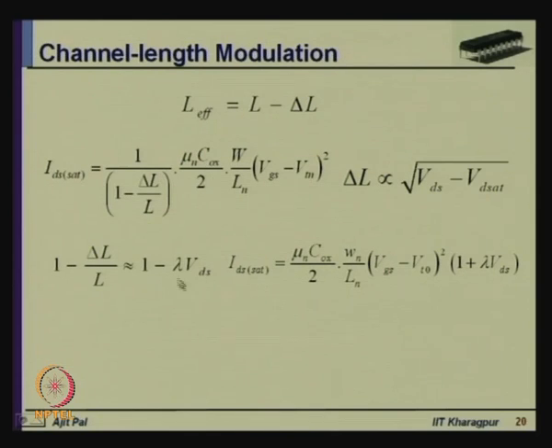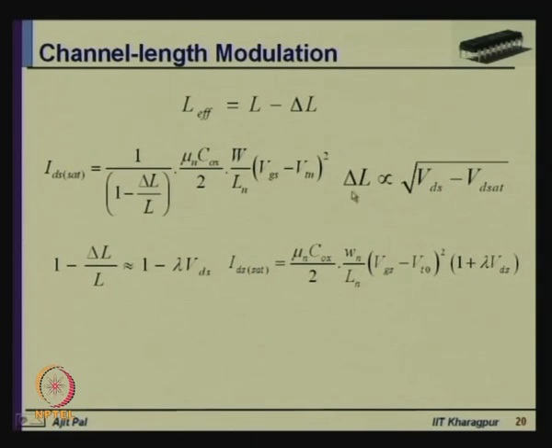How do we take this into account? We can take it into account by substituting L effective, which is equal to L minus delta L. We can represent this as 1 minus delta L by L; this is the expression where we have substituted the effective channel length, and this variation is proportional to VDS minus VD sat. Essentially, when saturation starts, that is VGS minus VT, and this is the VDS.